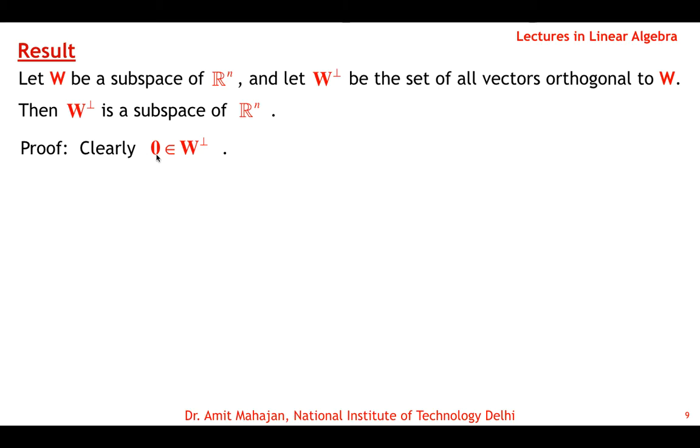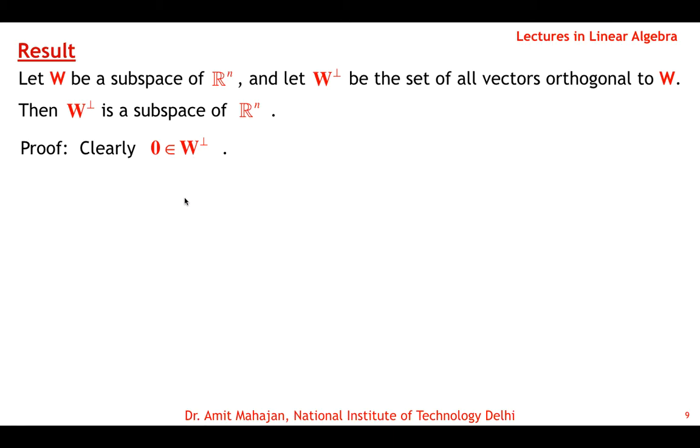The first property is that the zero vector should be in this space. Clearly it is true, because the zero vector is always orthogonal to every vector. So the zero vector is definitely in this space. That means if you take the zero vector from here and any vector from W space, their dot product is 0, which is always true.